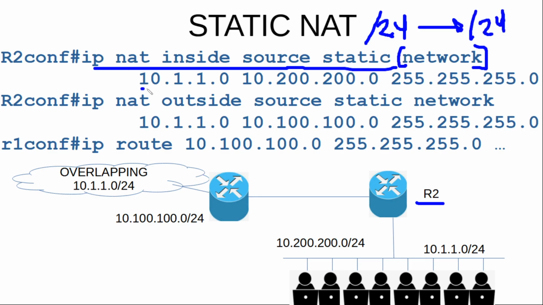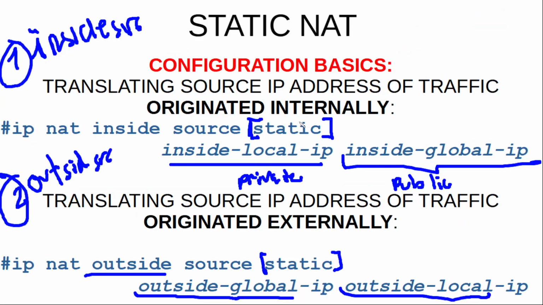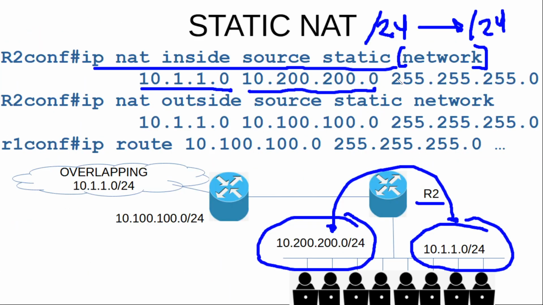So we are NATing 10.1.1.0, which is this, into 10.200.200.0, which is this. You are NATing a set of IP addresses. So we are changing the complete set of IP addresses in just one command. With the previous command, you could only map 1 to 1. In this case, you are mapping 255 IPs to 255 IPs in one go.